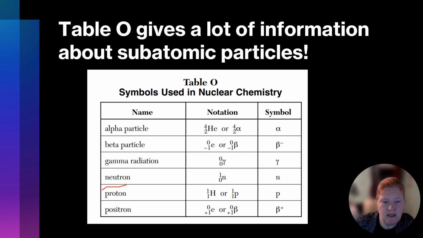So you'll see neutron and proton are both right here. It gives me a symbol.